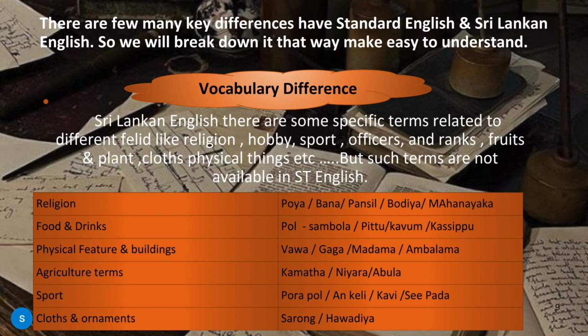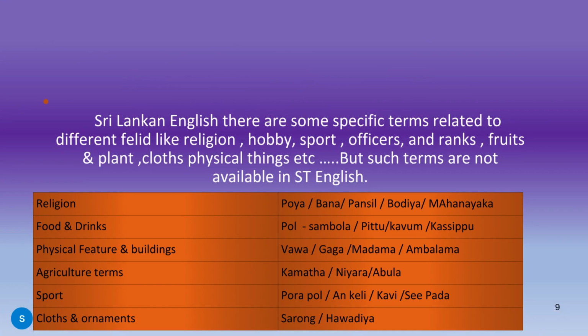Let's see the examples for that. Religion: Poya, Bana, Pansil, Bodhiya, Mahanaya. Food and drinks: Polsambola, Pittu, Kaum, Kasippu. Physical features and buildings: Vava, Ganga, Madama, Ambalam. Agriculture terms: Kamata, Nira, Ambula. Sport: Por, Pol, Ankeli, Kavi, Sipada. And clothes and ornaments like sarong, havadia, like this.